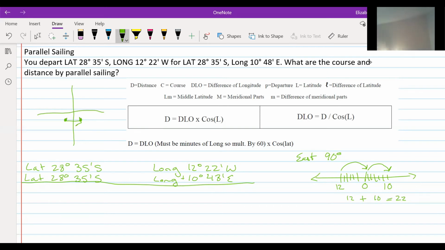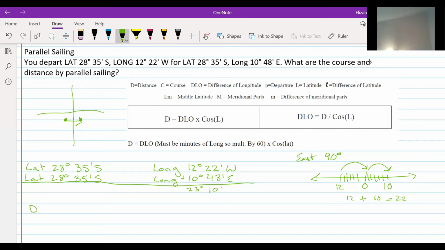And we're going to apply the same concept to our longitudes. So we have 12 degrees, 22 minutes, plus 10 degrees, 48 minutes, and that equals 23 degrees, 10 minutes. And this is the distance between your two longitudes. So that is the distance from here to here. And we'll plug it into the problem now.